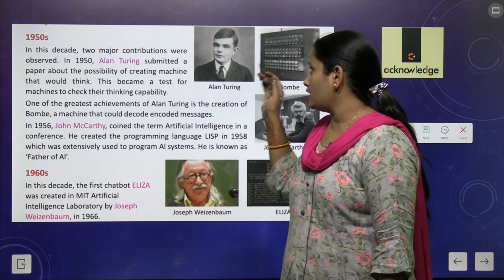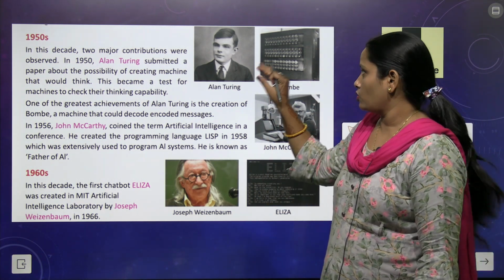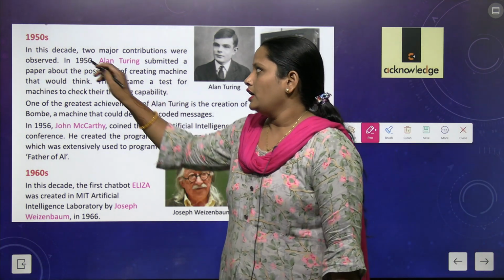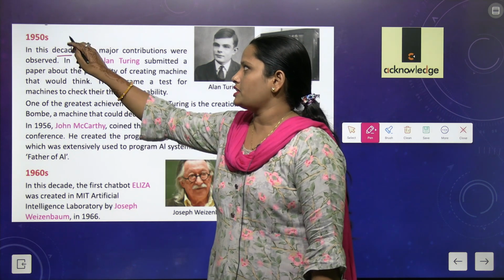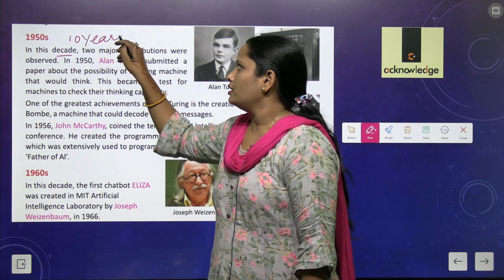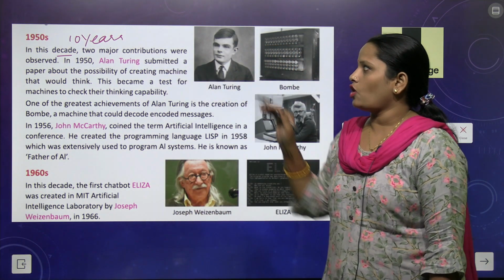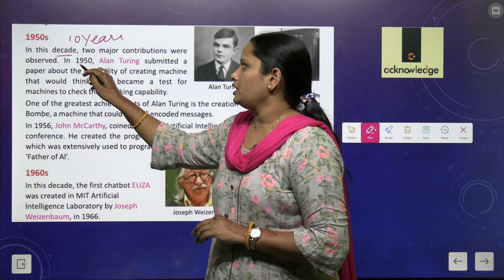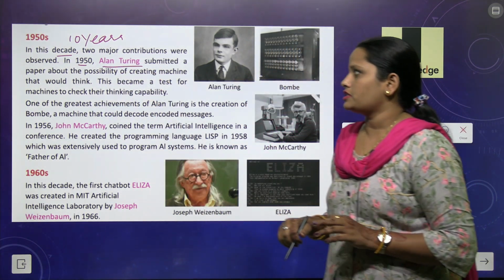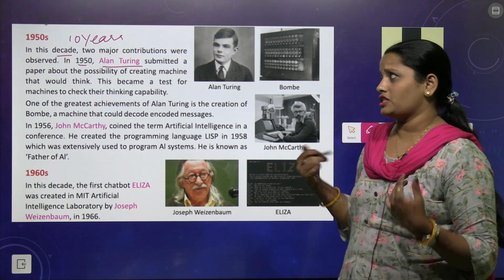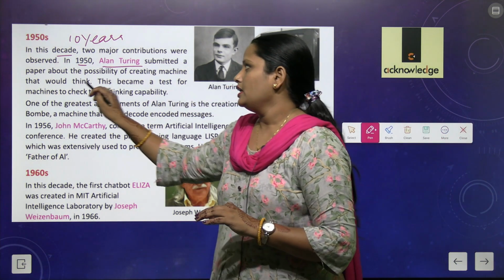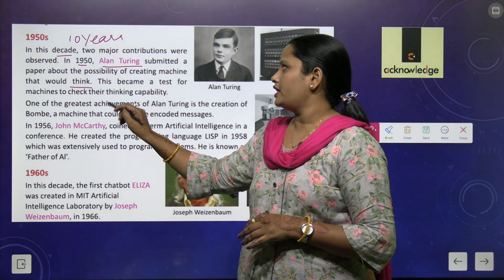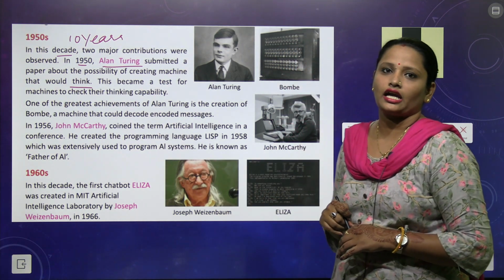In this we can see so many pictures, so many faces, and their names are also given. In this decade, meaning 10 years, two major contributions were observed. Two things were done. What were they? In 1950, Alan Turing submitted a paper about the possibility of creating a machine that would think. This became a test for machines to check their thinking capability.